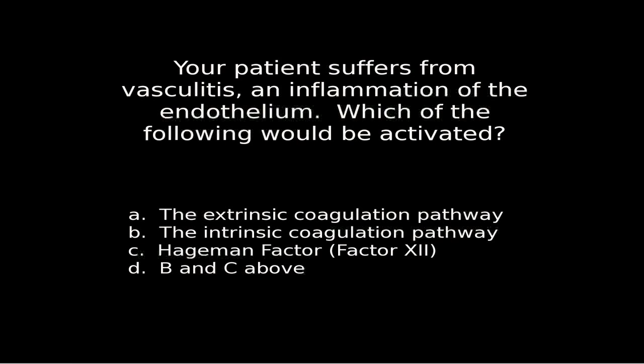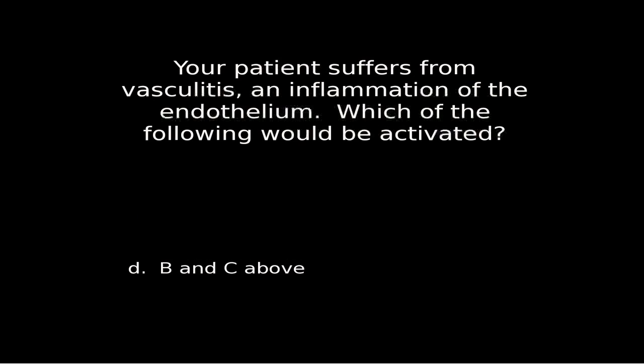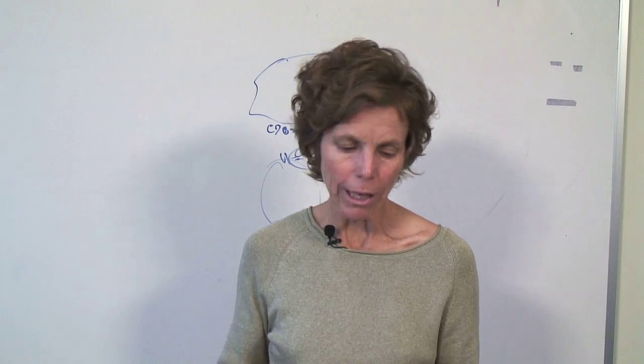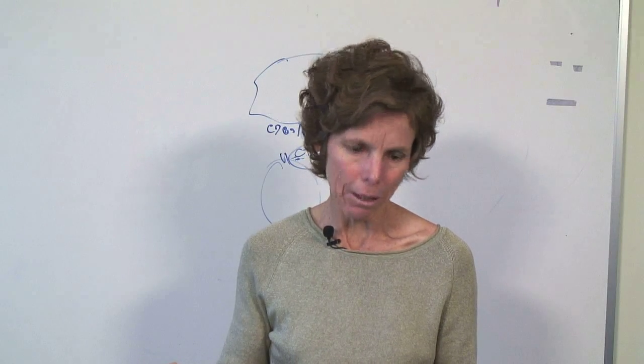Number 11 is your patient suffers from vasculitis. Okay, what's that? That's inflammation of the blood vessels, well, it says inflammation of the endothelium. Which of the following would be activated? So A is the extrinsic coagulation pathway. No, it's actually the intrinsic pathway, which is B, and C, Hageman factor, which is factor 12. We talked about that in inflammation, and just now we reviewed that pathway with regard to kallikrein and how that process works. So the answer is D, B and C above.